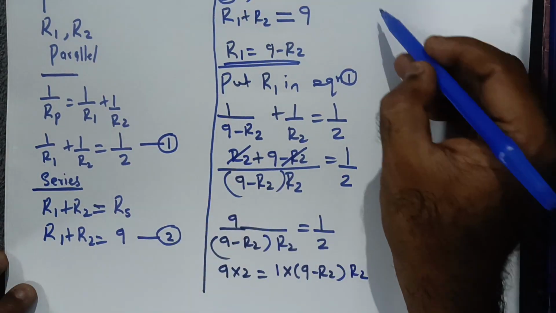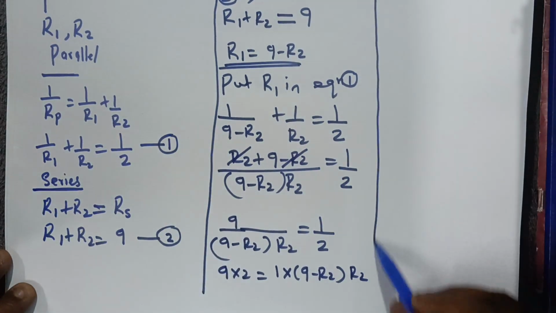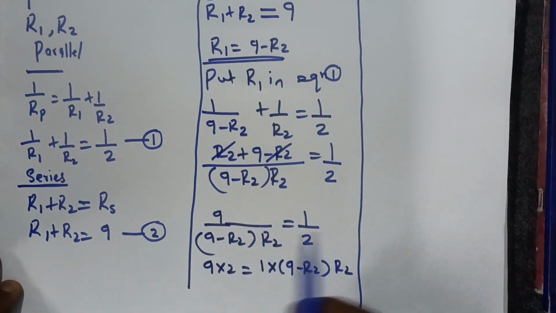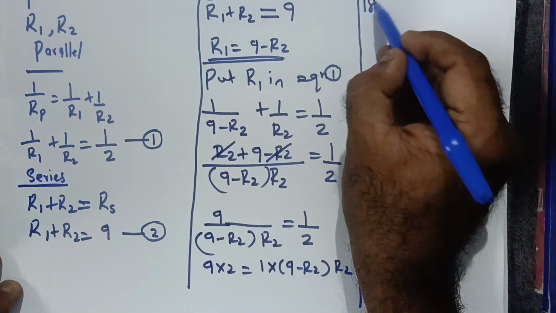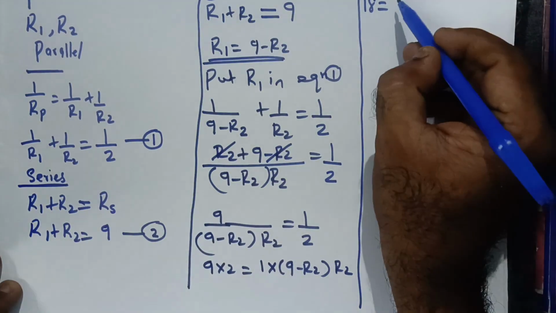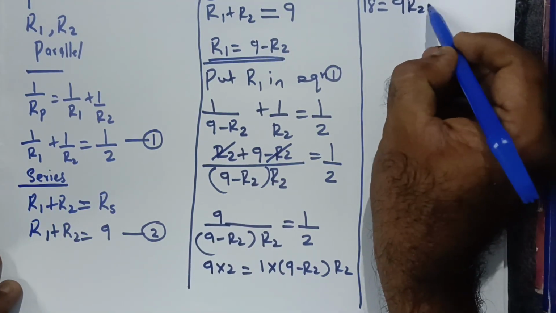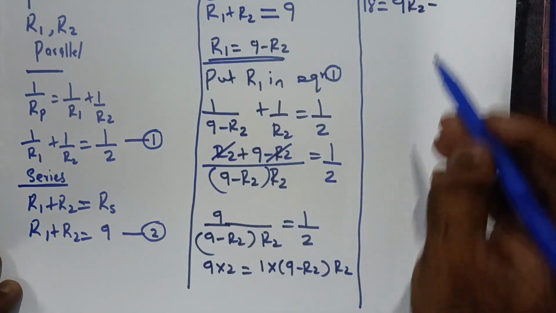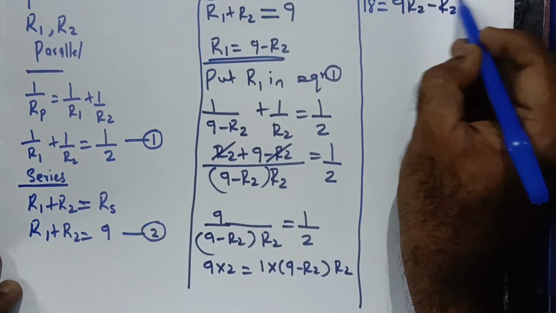Okay. Shall I put a line here? Okay, see. So 9 into 2 is 18 equal to 9 minus R2. 1 into any number is that number. So just ignore this one, because 1 into this number gives this number only. 1 can be ignored here. So R2 into 9 is 9R2 minus R2 into R2 is R2 square. R2 square, right?